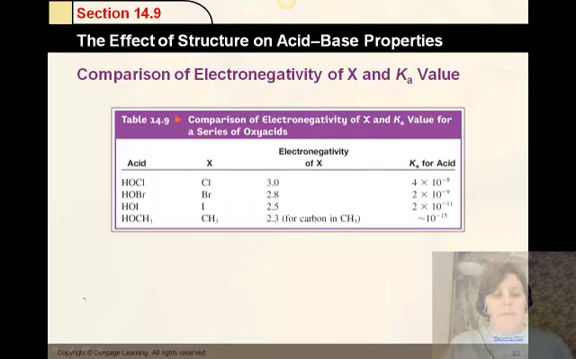Let's look at the comparison of electronegativity. Again, you notice these numbers. There's chlorine, bromine, iodine, and carbon. You notice their electronegativities, and again, as the electronegativity of these central atoms increases, the Ka for the acid also increases.